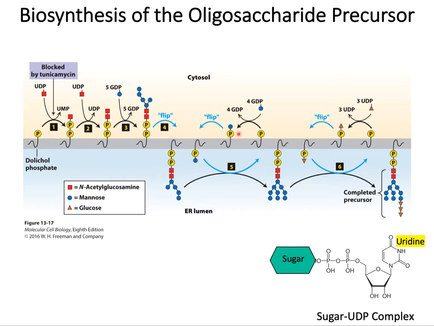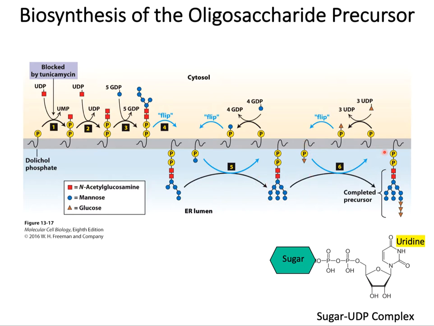So you can easily see that right here, this sugar where the GDP is adding the mannose, it will flip back, transfer that mannose right here, and then the empty dolichol phosphate will flip back and again will bring the next one. And that's how the mannose chain goes on.